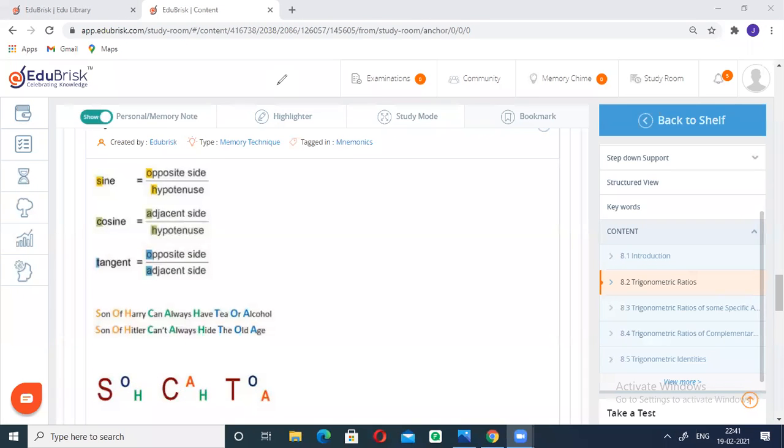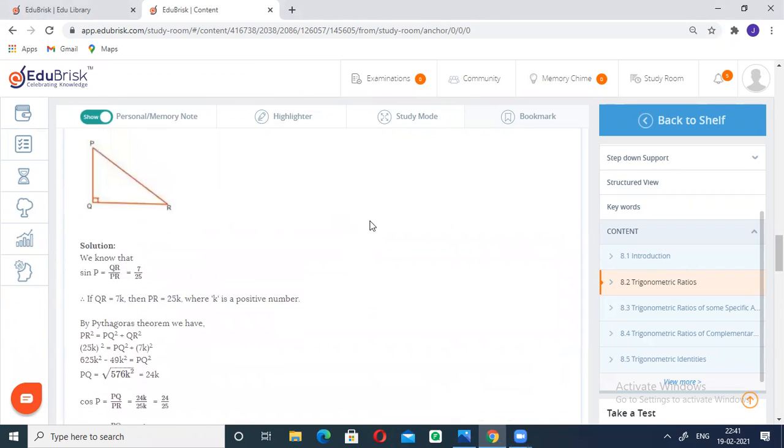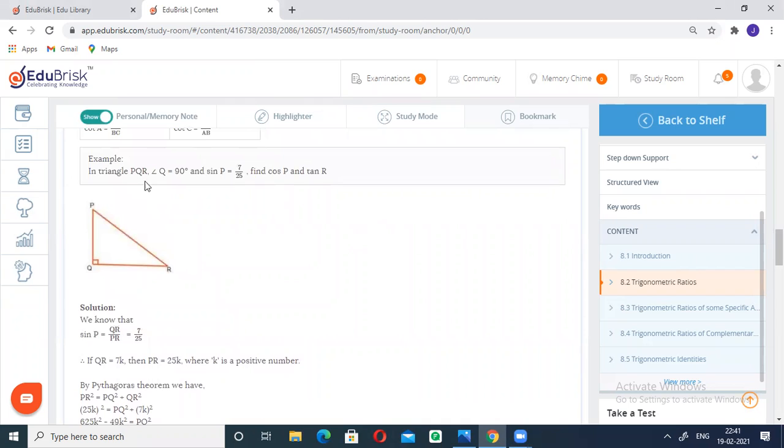And once you know the trigonometric ratios, you will be able to solve the problems from this particular question. Let us check one of the problems. In triangle PQR, angle Q is 90 degrees. So it's a right triangle. And it is given that sine P is equal to 7 by 25. Find cos P and tan R. These type of questions you will get from this particular section, and it may be sometimes like 3 cos P plus 5 tan R divided by 4 cosec P, something like that.